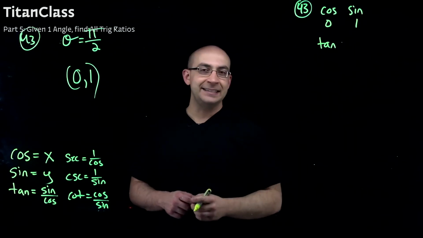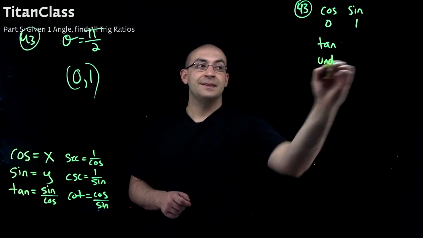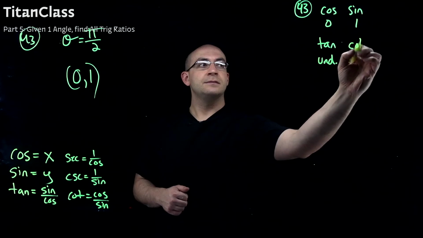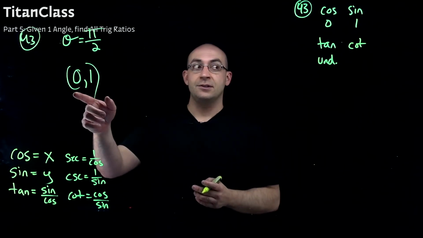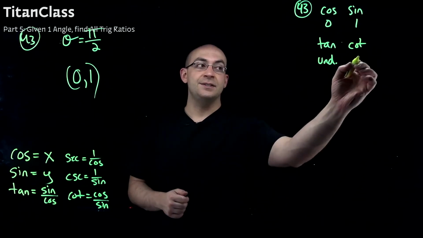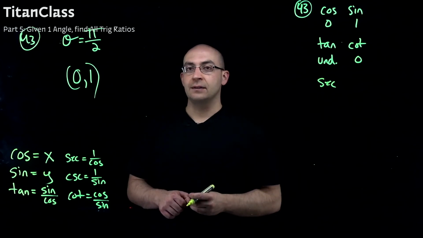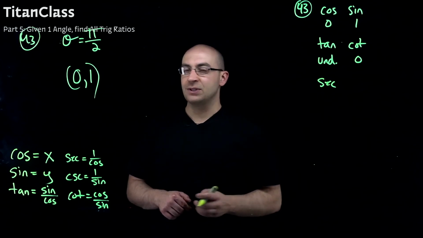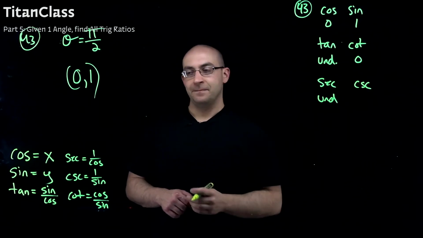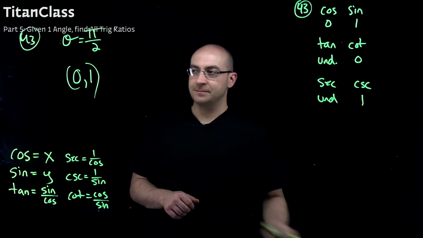Tangent is sine divided by cosine. 1 divided by 0 is undefined. There is no value for tangent at that point. Cotangent is just the reverse of that, and that's going to actually be 0. Cosine divided by sine is 0. Secant is 1 over cosine. Huh. Well, 1 over cosine is also undefined. And cosecant is 1 over sine, which is 1. Interesting.